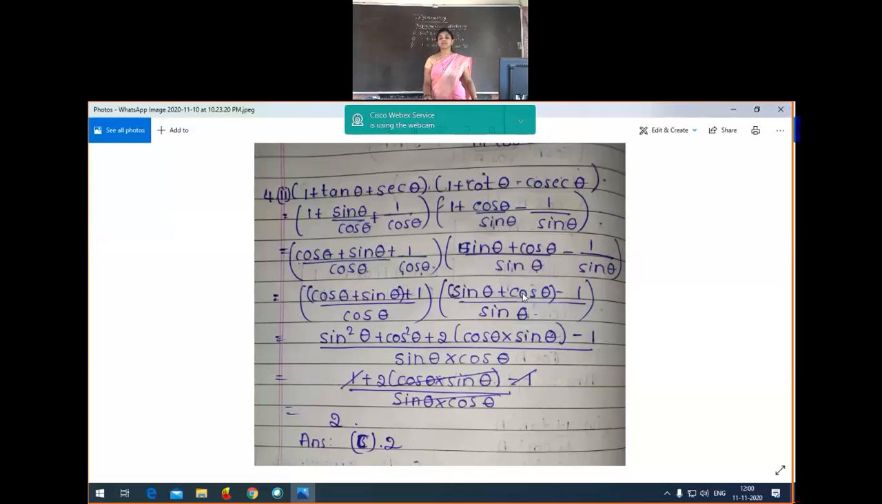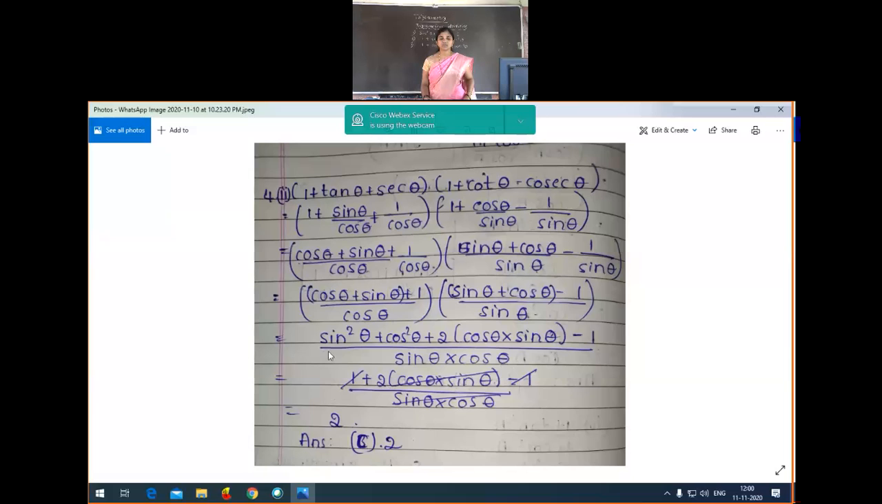Yes, whole square, in the sense of the a plus b whole square formula. Can we apply a plus b whole square here? Then a square, sine square theta, plus b square, cos square theta, plus 2ab, that is 2 into cos theta into sine theta. Then plus 1 into minus 1 is minus 1. That is divided by the denominator multiplication, cos theta into sine theta, that is sine theta into cos theta.